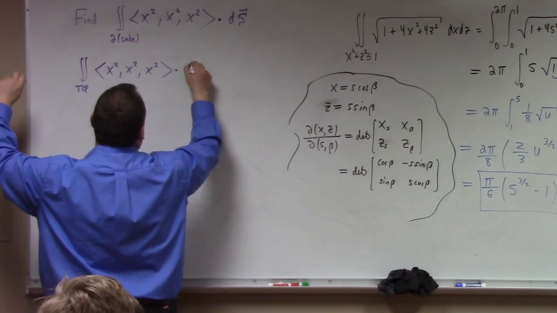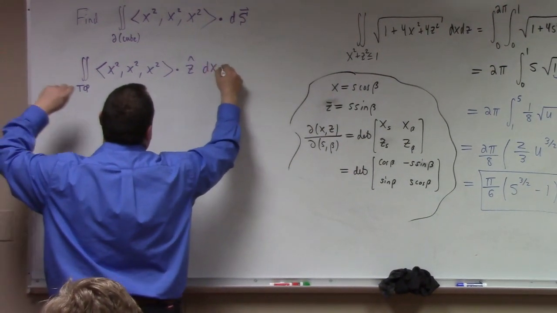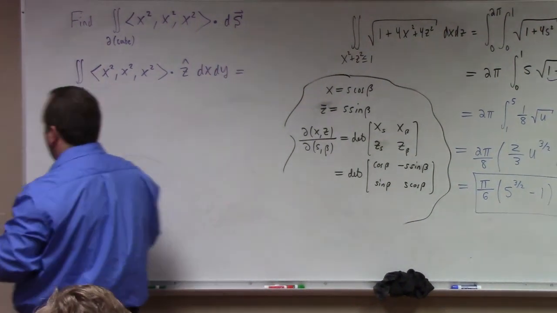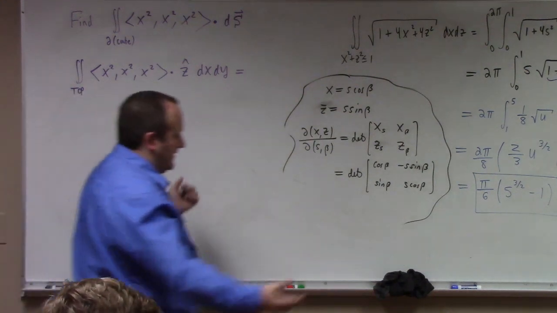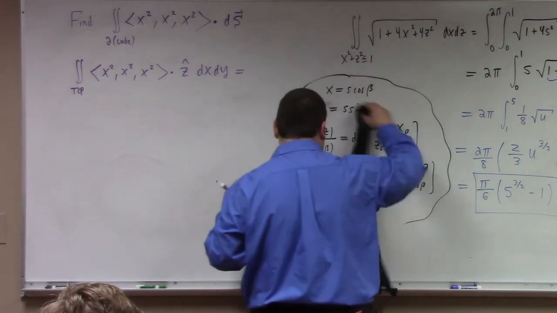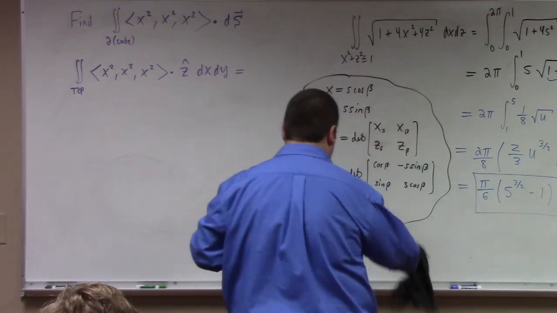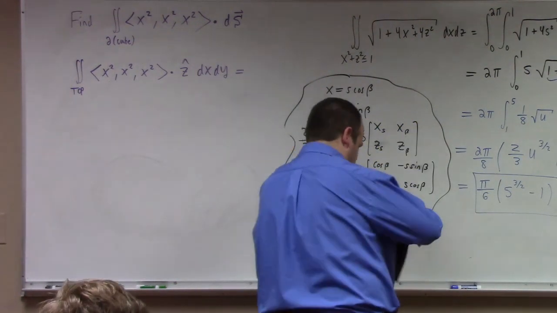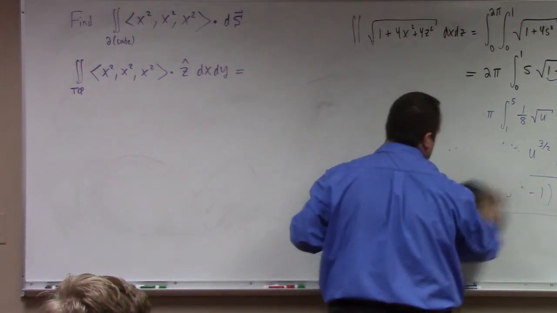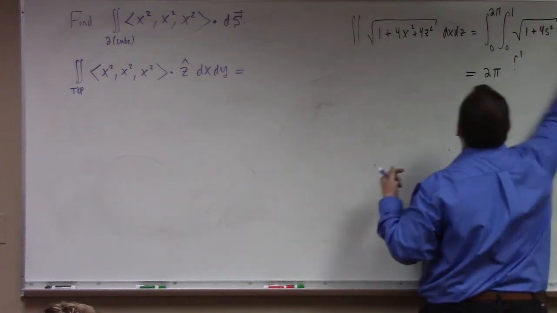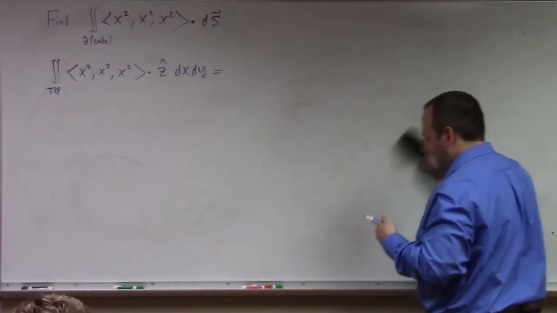z hat, dx dy. So what's this integral here? I mean, what's that dot product, first of all? What does the dot product leave us with? Yep, just x squared.